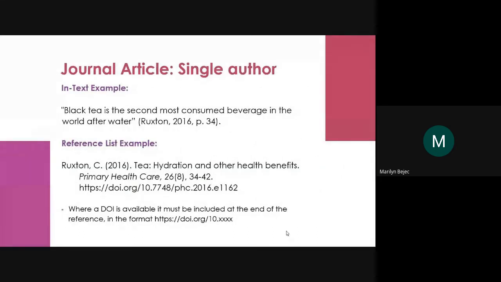For a single author, you have an in-text direct quotation. You have to write the author's name separated by a comma with the year of publication and the page number, enclosed in open and close parentheses, period. In the reference text, you have to write the surname of the author and the initial, and then the year of publication, then the same format as the first sample. Take note that when a DOI is available, it must be included at the end of the reference, like this format.